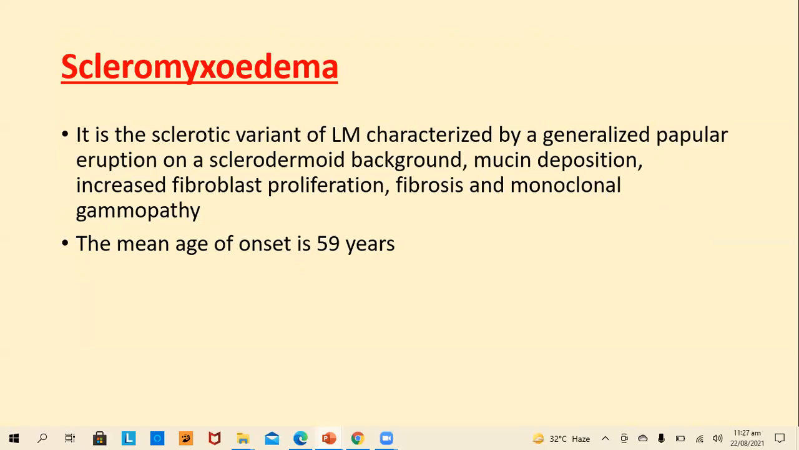Scleromyxoedema. It is a sclerotic variant of lichen myxoedematosus characterized by a generalized papular eruption on a sclerodermoid background, mucin deposition, increased fibroblastic proliferation, fibrosis, and monoclonal gammopathy. So it is characterized by excessive mucin deposition along with fibroblastic proliferation, and the fibroblastic proliferation is the cause of induration, while mucinous deposition is the cause of the papular eruption. Mean age of onset is 59 years.